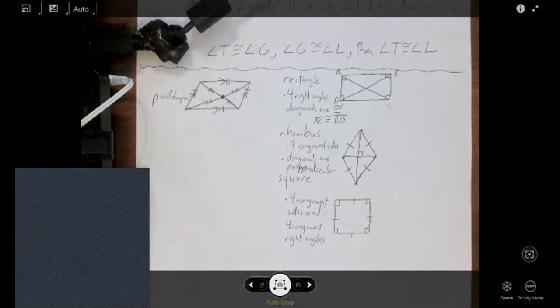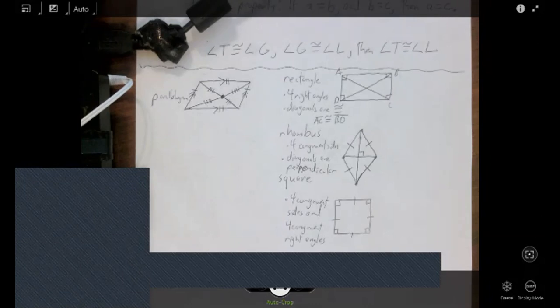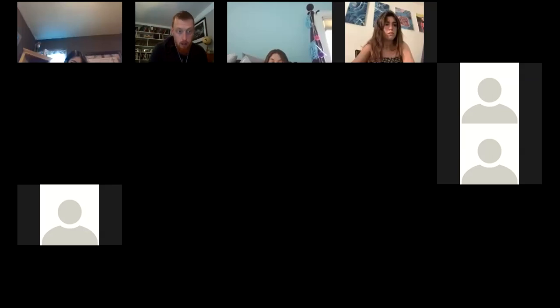So those are the facts that you're going to need to know in order to solve the questions that they're wanting you to be able to answer on the quiz over special quadrilaterals. So let's look at some of the questions from that assignment. From the shared application, can you guys see the screen? What value of m would make parallelogram WXYZ a square?